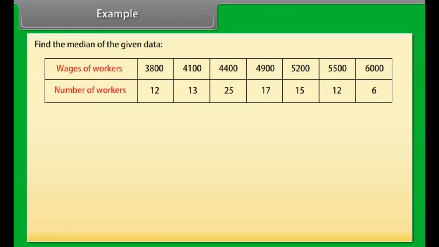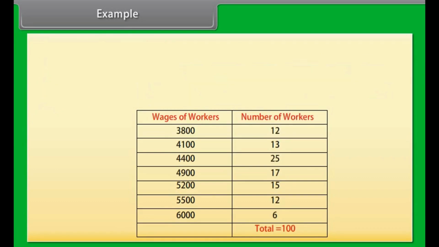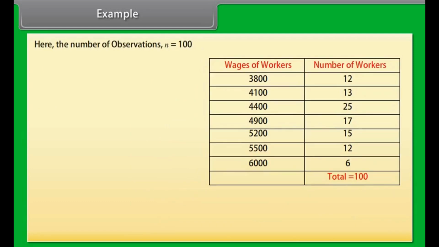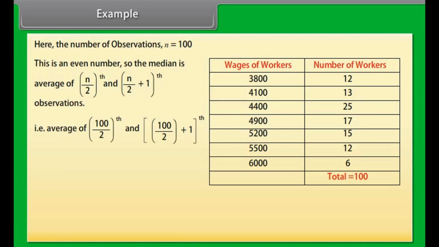Find the median of the given data. Solution. Firstly, we will write the wages of workers and the number of workers. The total number of workers is 100. Here the number of observations, n, is equal to 100. This is an even number, so the median is the average of the n by 2th and n by 2 plus 1th observations. That is, the average of the 100 by 2th and 100 by 2 plus 1th observation. That is, the average of the 50th and 51st observations.